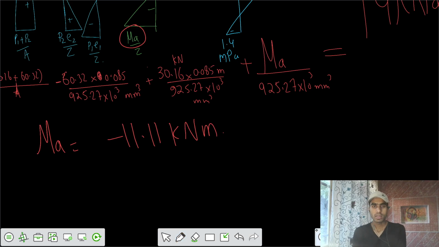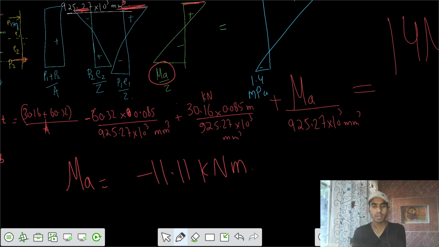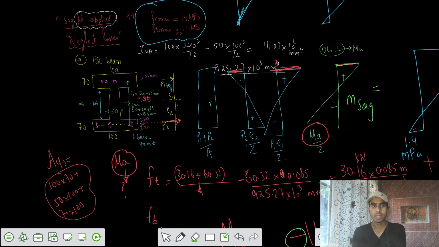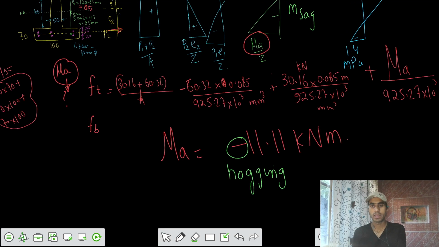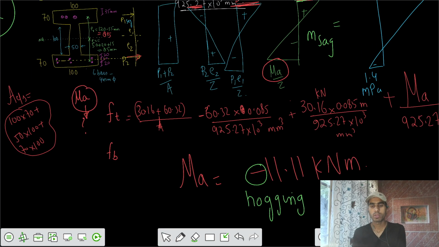Negative 11.11 means you don't have to apply a sagging moment, because our stresses have been calculated assuming M was sagging, but we got a negative value. That means we don't have to apply sagging, but hogging. But the question mentioned that you have to calculate the sagging moment, so this problem does not make any sense. If we want to calculate sagging, we got a negative value, so it's a hogging moment we have to apply there.